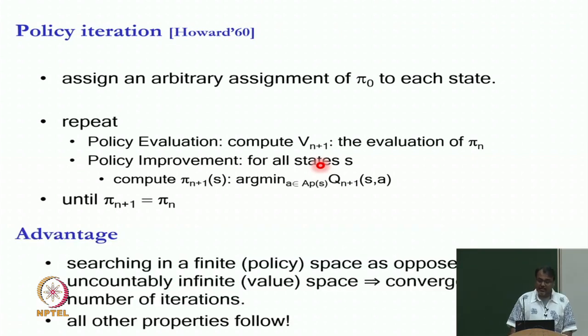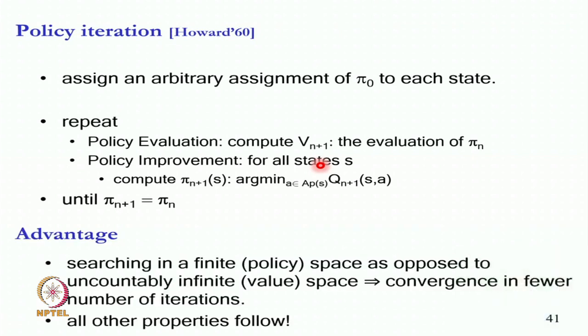The advantages are that first of all, I will be searching in a finite space as opposed to searching in an uncountably infinite space. Therefore, I can hope that my convergence will be in fewer number of iterations, and believe it or not, all my properties will follow. In fact, I can prove that pi n plus 1 will always be better than pi n, or equal when I converge. So, I am always making progress. Think of it as local search in the policy space, but in this very specific case, when I move up I will always be improving, and when I stop I have found the optimum. There are no local optima.